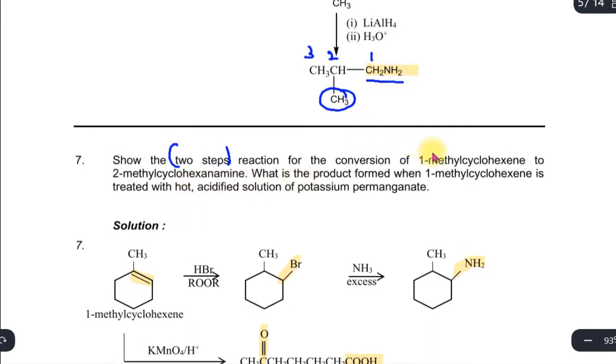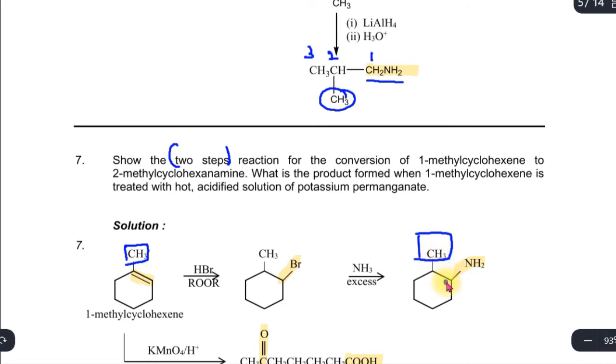For the conversion of 1-methylcyclohexene to 2-methylcyclohexane amine: from double bond becomes single bond. So I will think about electrophilic addition, because it involves a carbon-carbon double bond. So the product formed is 2-methylcyclohexane.